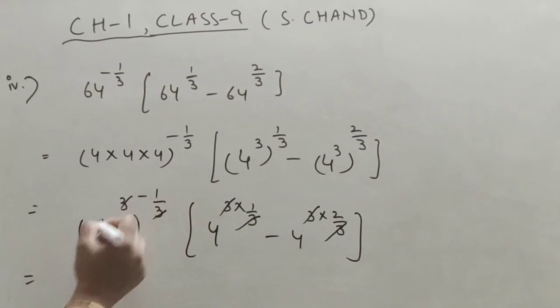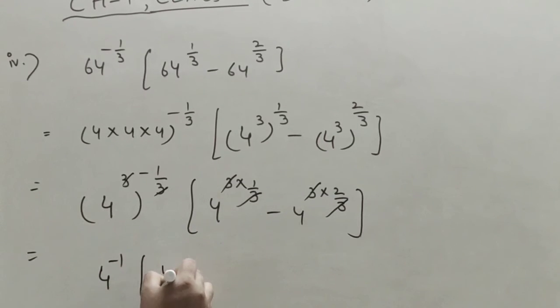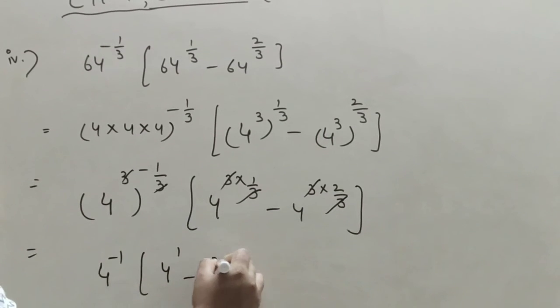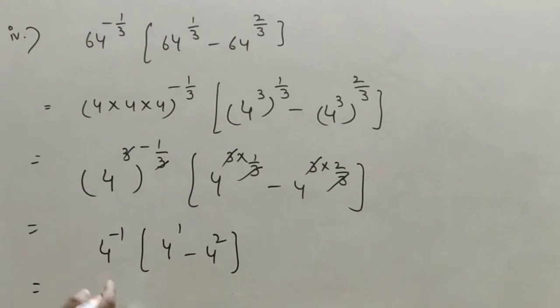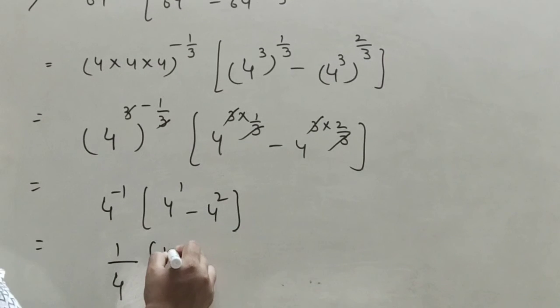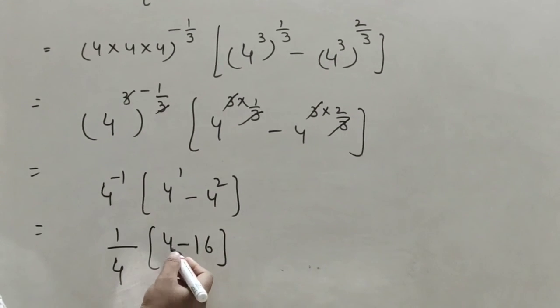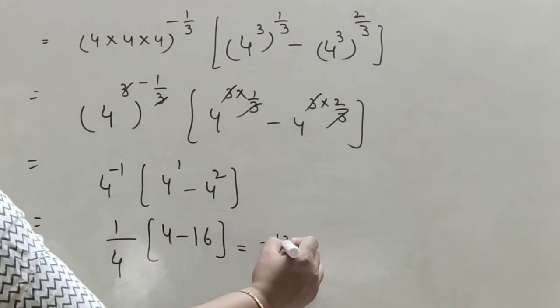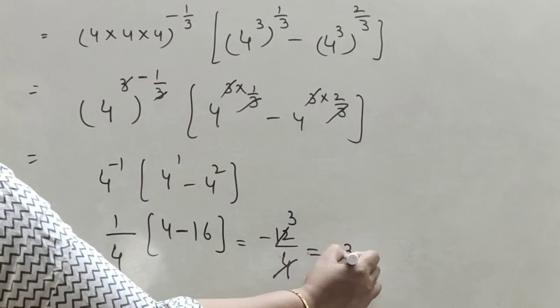ठीक है, ये भी कट हो गया. When we multiply, 4 to the power minus 1, here 4 to the power 1 minus 4 to the power 2. और यहाँ पर क्या है, it is a negative power, so we have to convert it to the positive power 1 upon 4, and it is 4 minus 16. 4 minus 16 is minus 12 upon 4. So the answer is minus 3.